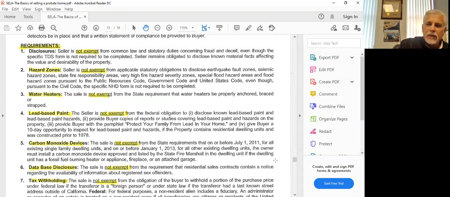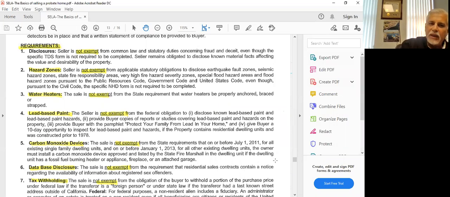Basically, in the probate sale, what's not exempt is you still have to do anything you know about the property and can discover. Basically, water heaters are not exempt. They must be attached and braced. You can sometimes sell a home as is, where the home's going to be torn down, or an investor is going to gut it. That's something that you can negotiate.